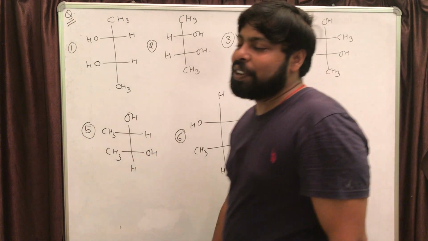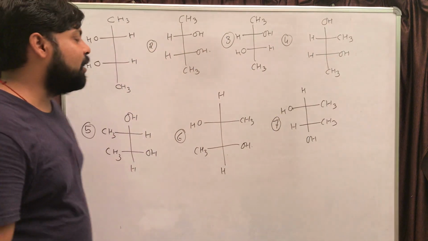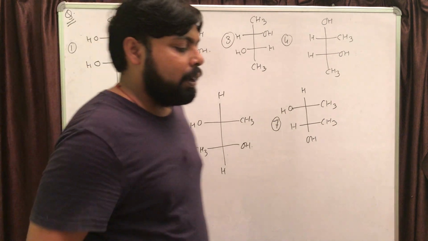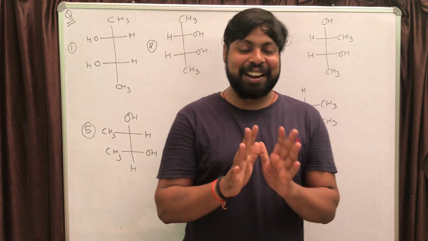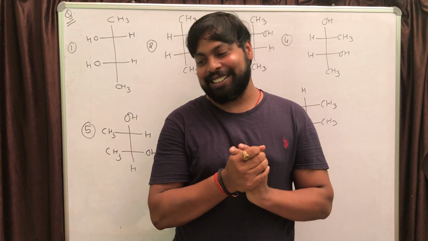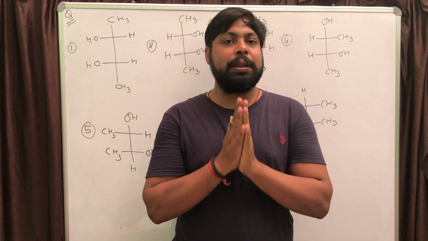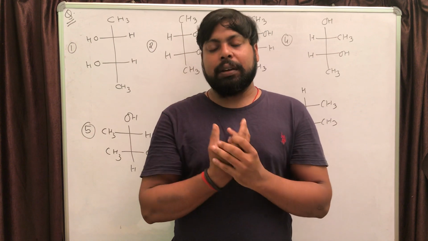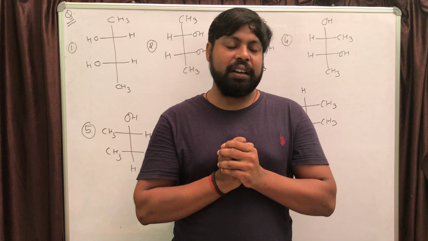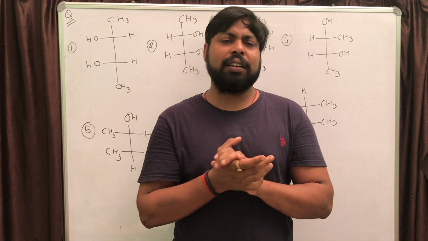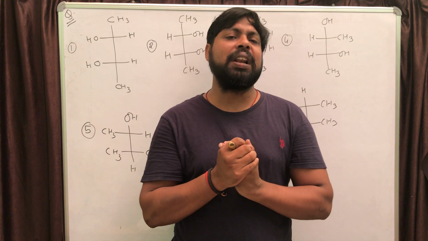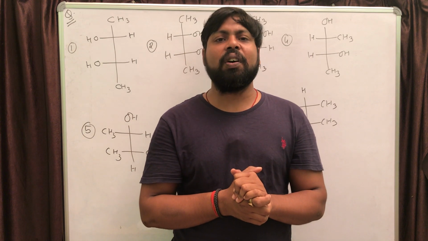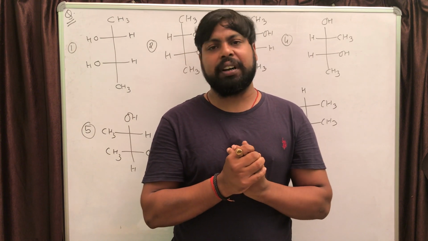These are 7 compounds. We need to identify the pair of enantiomers, diastereomers and identical compounds in these. Let's try to understand the process, how we are going to proceed. One thing you should keep in mind is that on taking mirror images, the configuration of chiral carbon is going to be inverted.